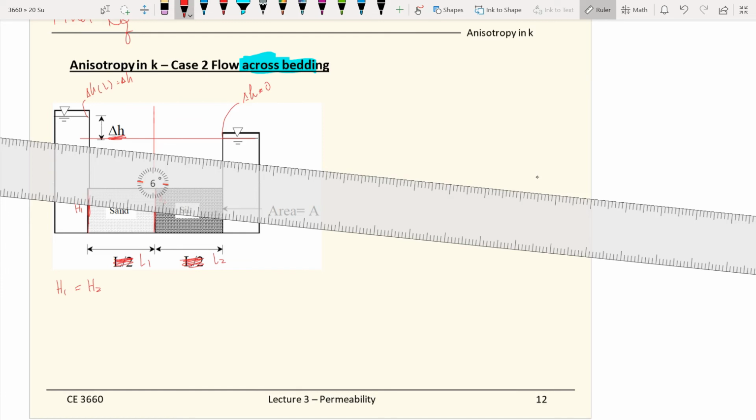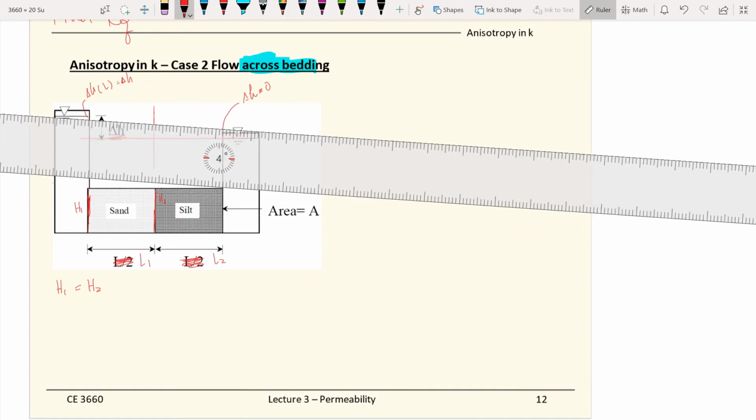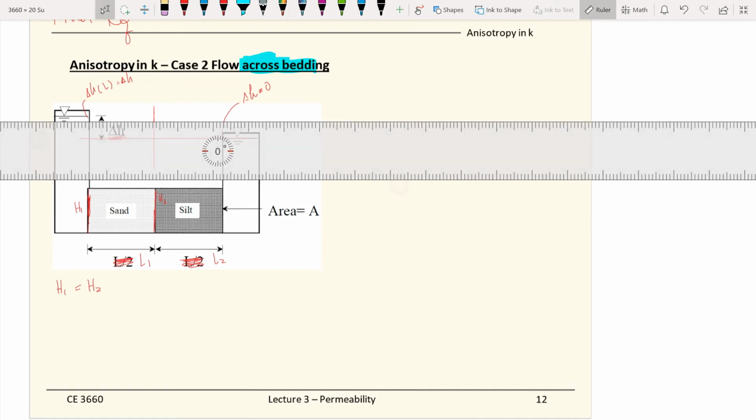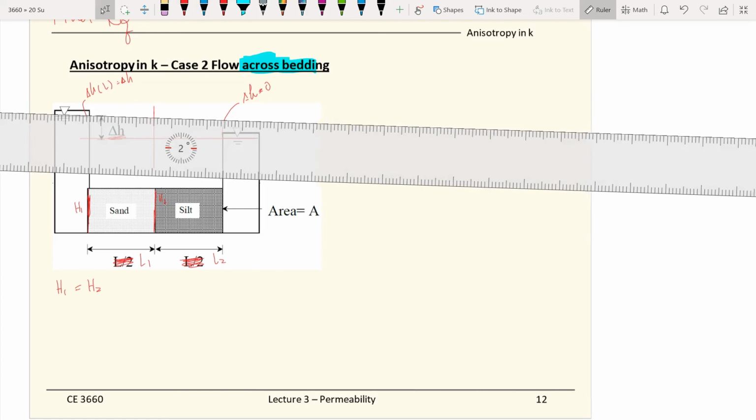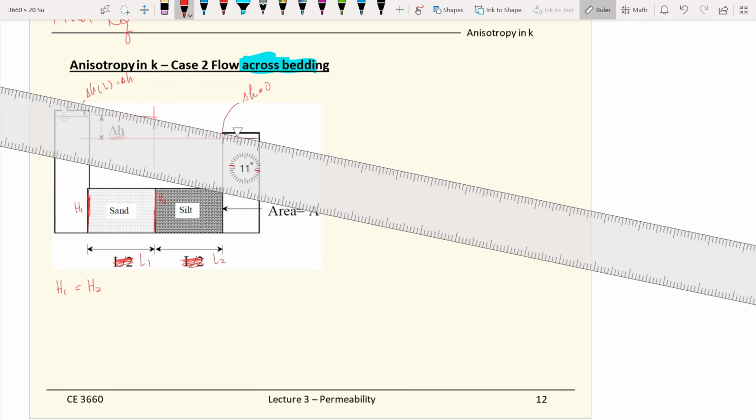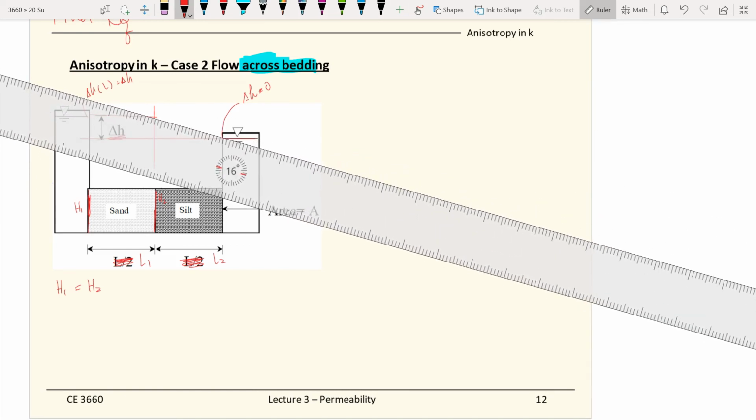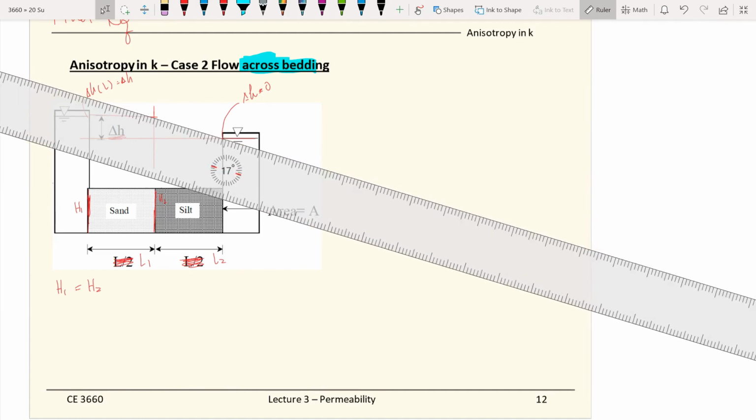But whatever is in between is not a linear relationship. It depends on the type of the soils. From the sand to the silt layer, the drop may be just a tiny bit. Let's just go down a little bit for the energy loss in the sand compared to the silt. Most of the head drop will happen at the silt. So this is the observation that we have in terms of the head drops.